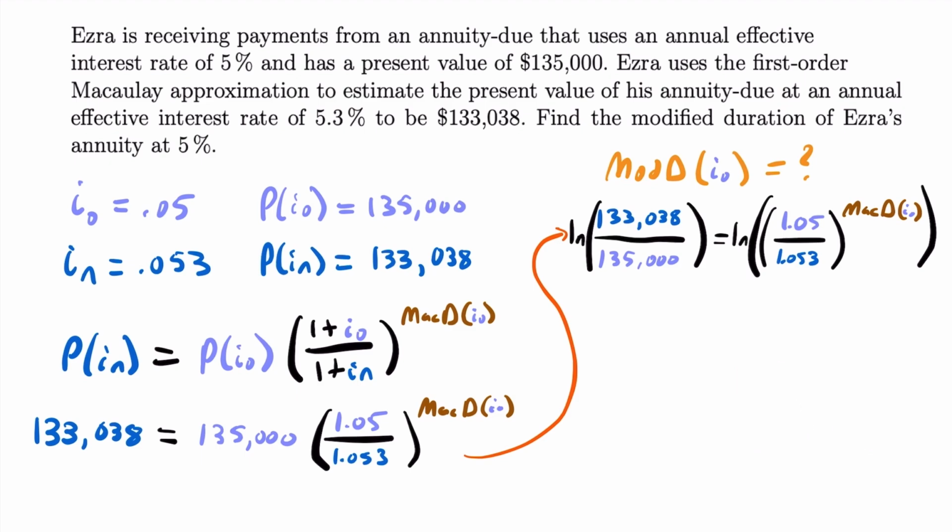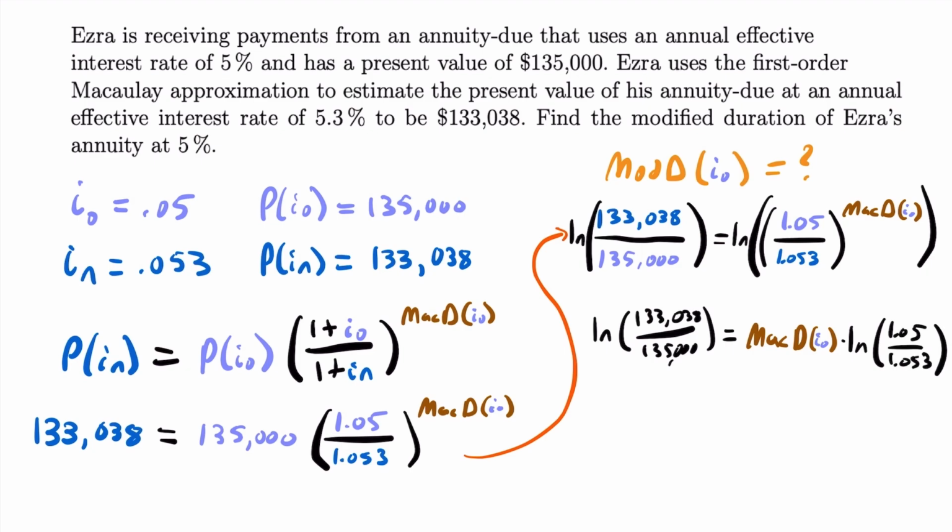So here's what we're going to have in this case. The natural log of 133,038 divided by 135,000 is equal to the Macaulay duration at the original interest rate times the natural log of 1.05 divided by 1.053. We just took that exponent of this quantity inside the natural log, brought it outside, multiplied it by the natural log of that same base, and now we can solve for that Macaulay duration by dividing both sides by this logarithm.